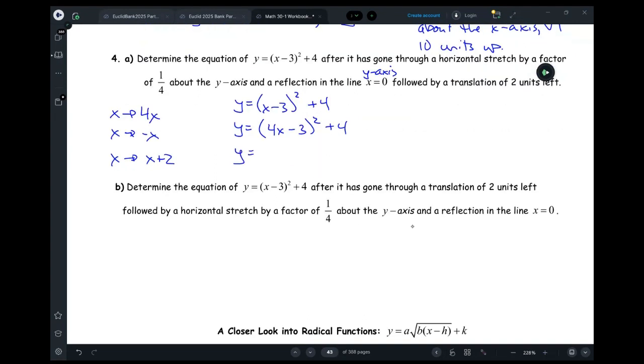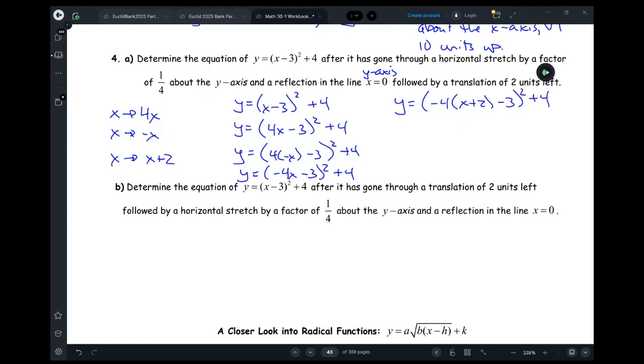Then I'm going to replace the x with a negative x. So it's going to be (4 times negative x minus 3) squared plus 4. Now, I've got a little bit here to simplify. I'm going to make that negative 4x minus 3, squared, plus 4. Okay. The next thing I'm going to do is replace x with x plus 2. So this is going to become y equals negative 4, that x becomes x plus 2, okay, minus 3 squared plus 4.